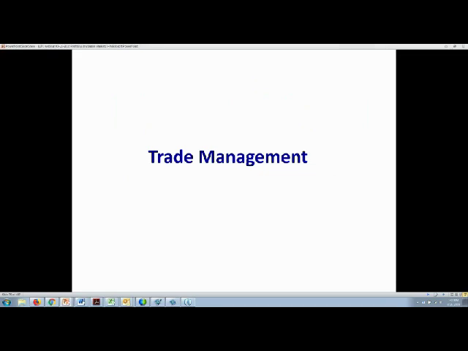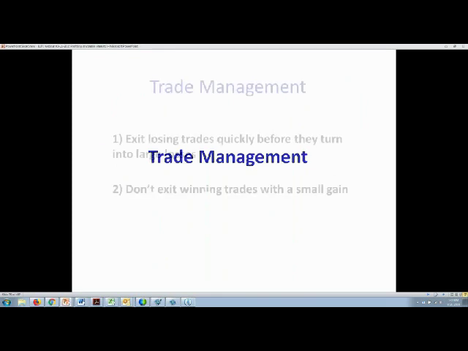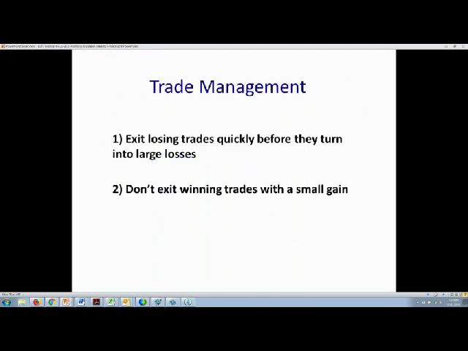So once we enter an option, then we have trade management rules we use to manage the trade. The first trade management rule is we exit losing trades quickly before they turn into large losses. And rule number 2 is we don't exit winning trades with a small gain. And that's just basic portfolio management.